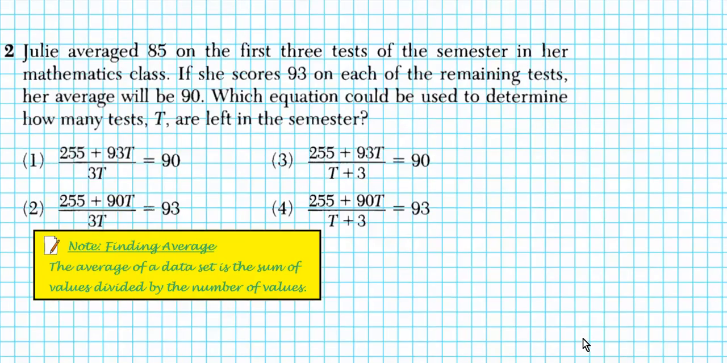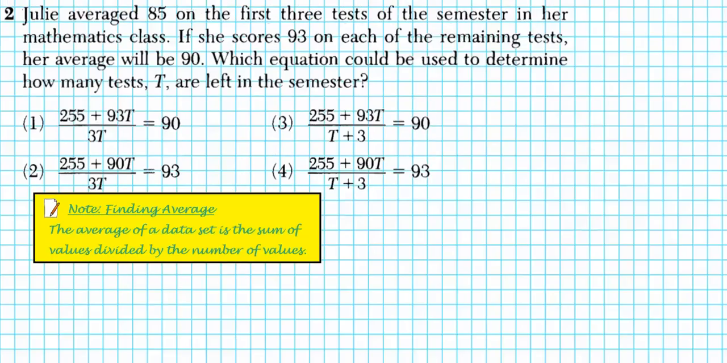Alright, let's take a look at question number 2. It reads, Julie averaged 85 on the first 3 tests of the semester in her mathematics class. If she scores 93 on each of the remaining tests, her average will be 90. Which equation could be used to determine how many tests T are left in the semester? One thing to note about how to find the average of a data set is that it is the sum of the values divided by the number of values that you added.